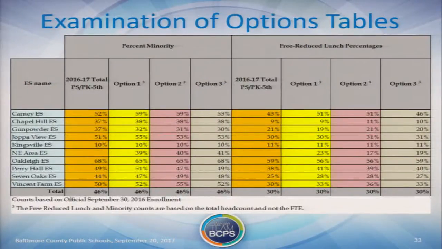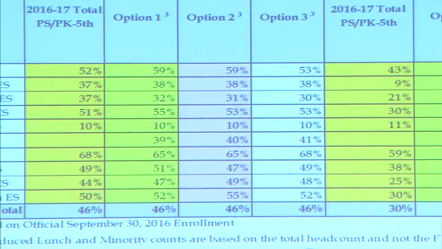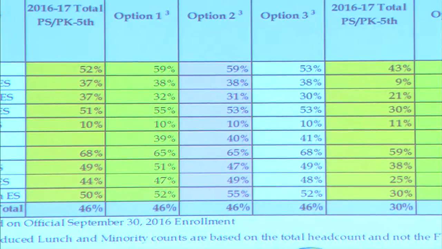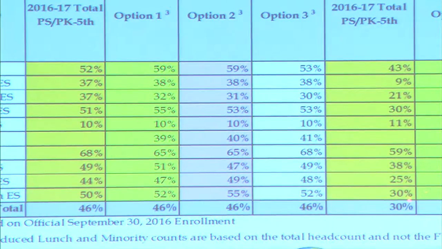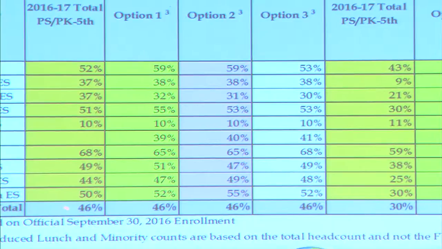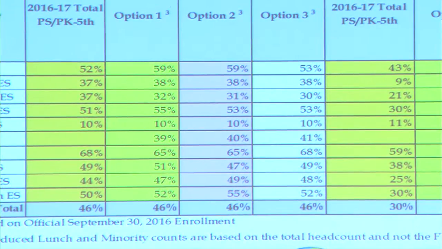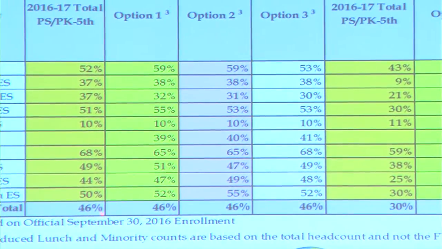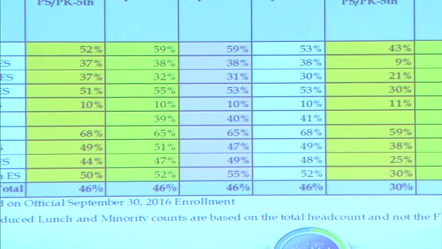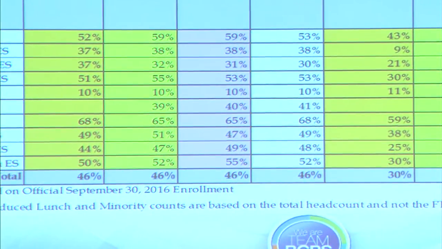We provide percent minority data, so you can see what the current percent minority is for schools and what the option percent minority is, as well as free and reduced lunch percentage. Sometimes this is referred to as FARMS, free and reduced meals. But free and reduced lunch, so you can see what the current free and reduced lunch percentage is for schools and how the options vary. And then they'll also look at the total. This shows you the study area percent free and reduced lunch from all schools combined, as well as the percent minority from a study area total perspective.